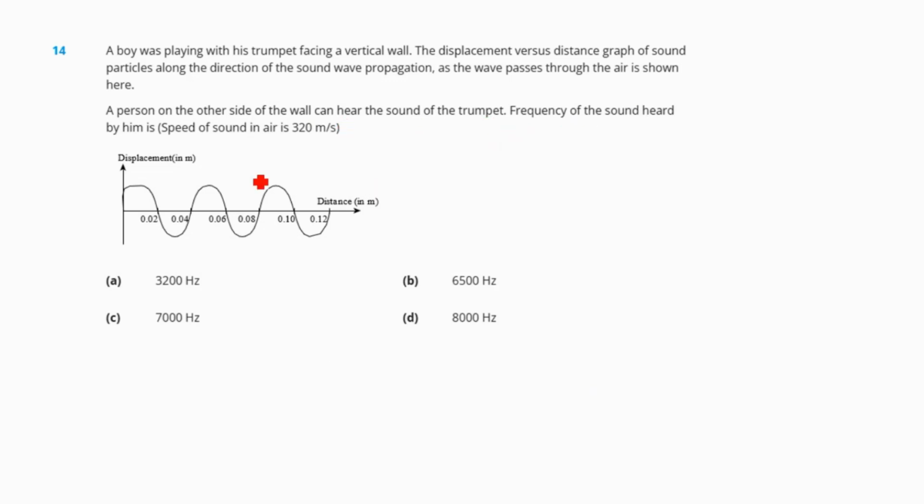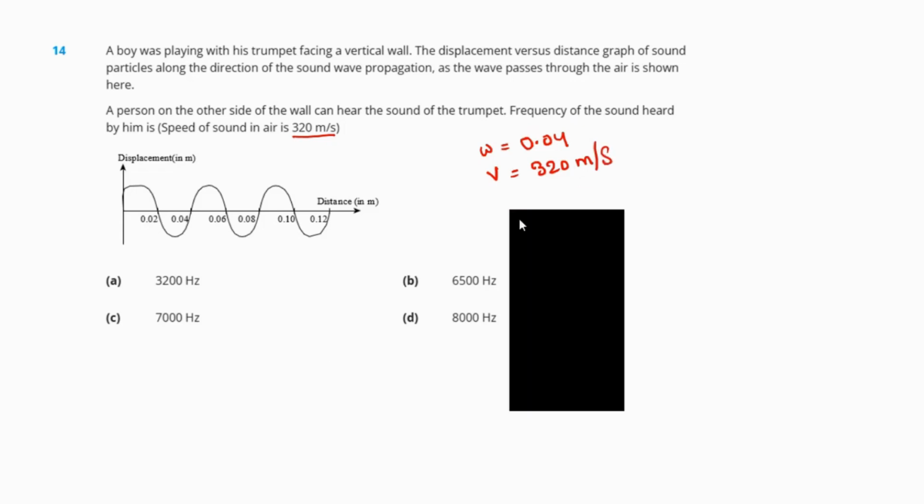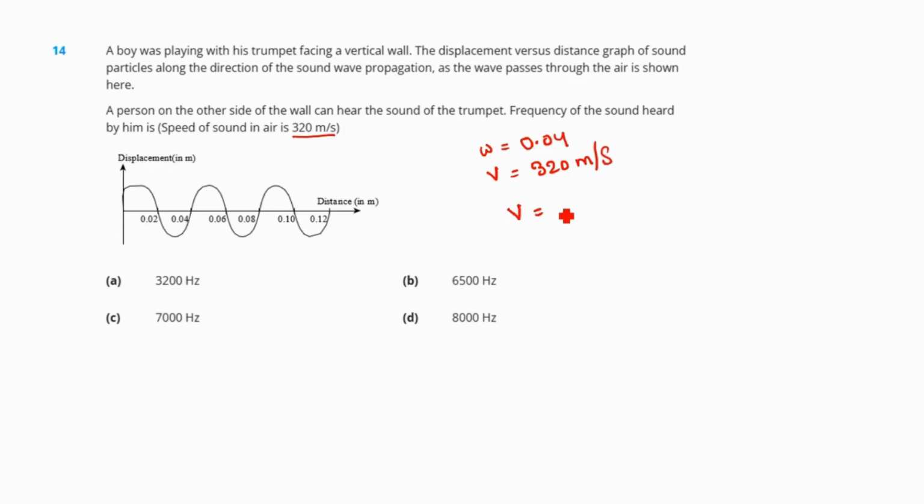Frequency of the sound heard by him, and the speed of the sound is 320 meter per second. So here it is very clear that the wavelength, we'll just write as W, is 0.04, right? And the speed of the wave V is 320 meter per second, correct? So we all know that the speed of the wave is frequency into wavelength.